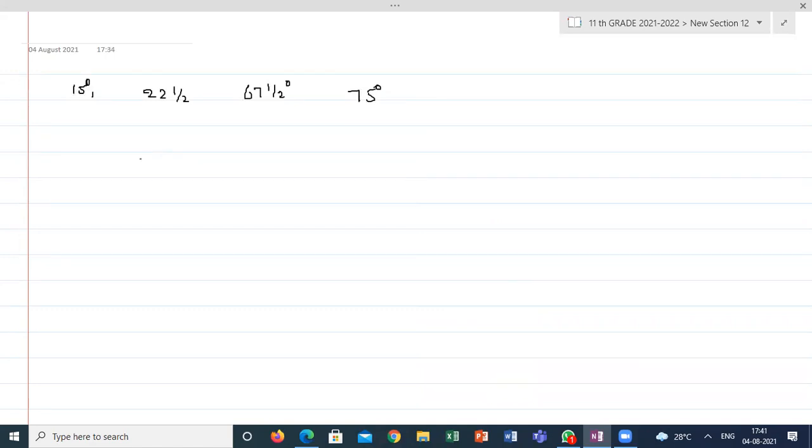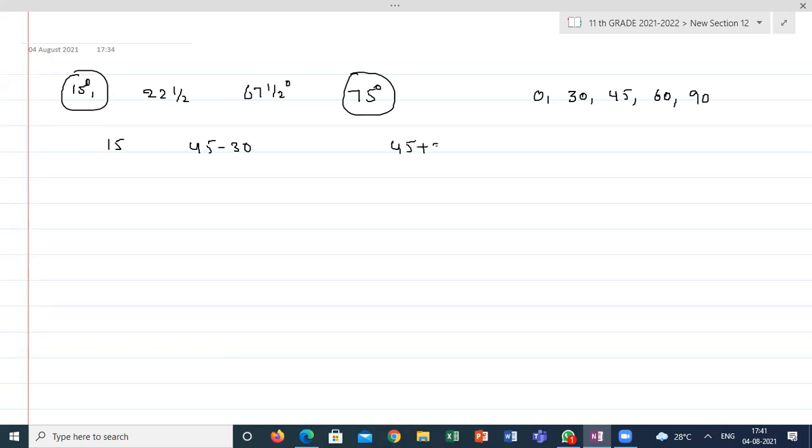Sir, 15 and 75 are complementary angles. We know the standard angles are 0, 30, 45, 60, 90, correct? 15 degrees can be written as 45 minus 30, and 75 can be written as 45 plus 30. From here, we can calculate sin 15, cos 15, and tan 15.